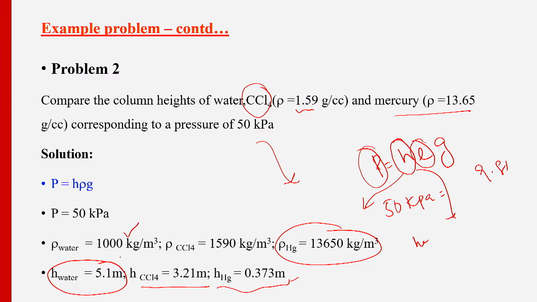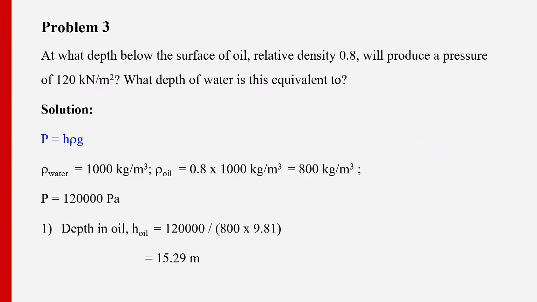So if you want to reach this pressure of 50 kilopascal, you have to use a height of water of 5.1 meter. The different column heights needed to reach 50 kilopascal, that is problem 2. So next is problem 3.